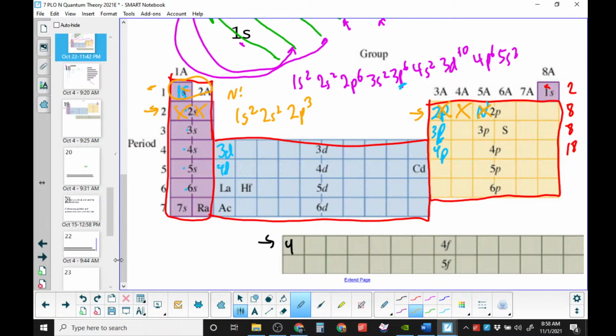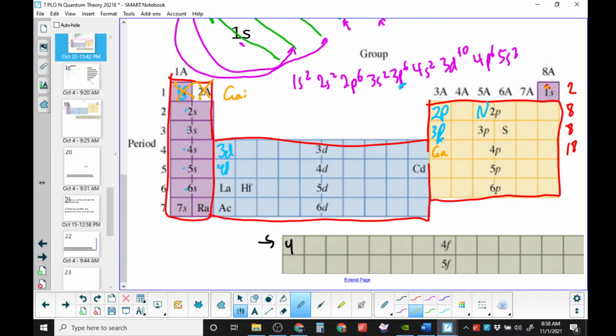So if I was to ask for something complicated, like gallium. Sure, gallium is over to the right after zinc, so let's do gallium. So gallium. Again, starting at the beginning.